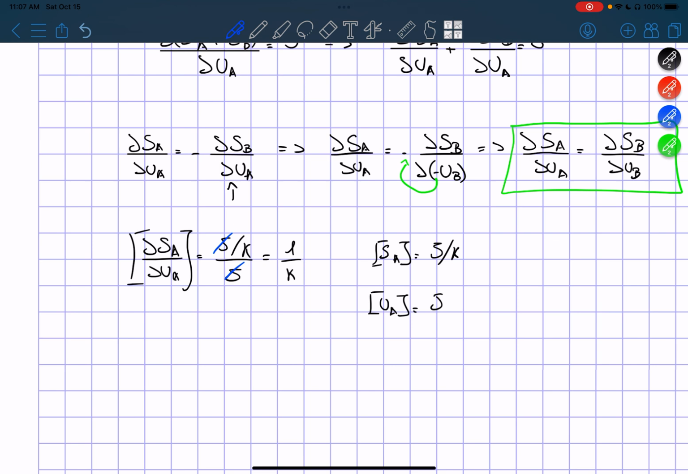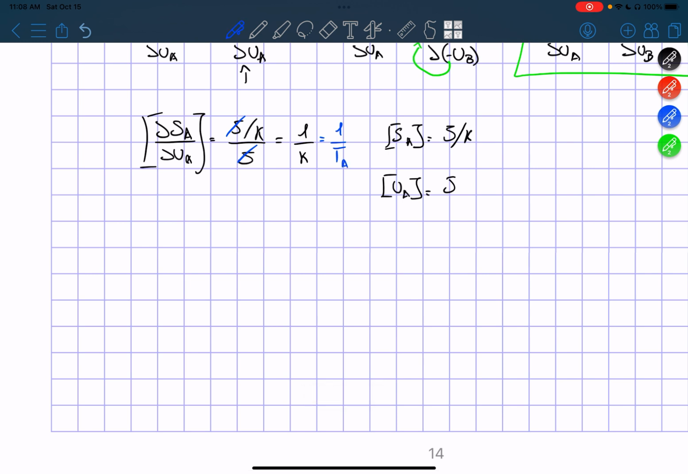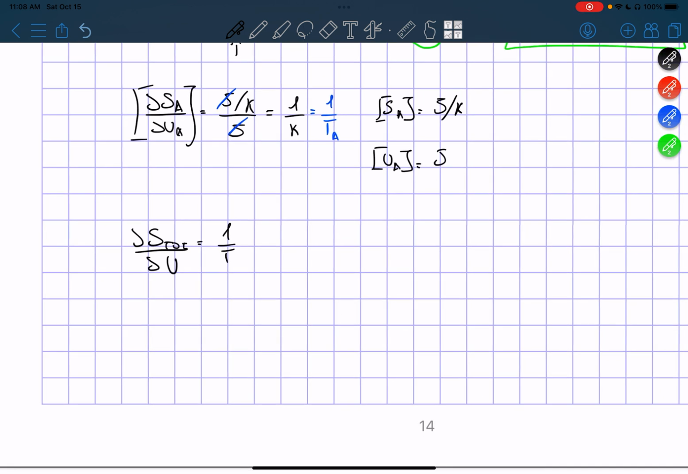And this is going to be equal to 1 over temperature, because we know the temperature is in Kelvin. So in this case, of course, it would be A. So if we take the total, let's put all of it back together. We have S total over the energy total, and we're going to have 1 over T. Or, if we write it better, T is equal to the derivative of our entropy in terms of the energy, to the power of -1.